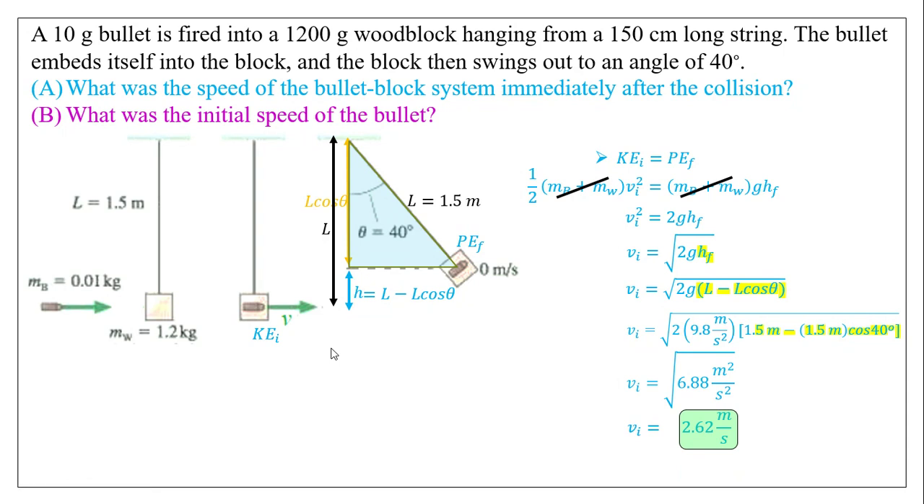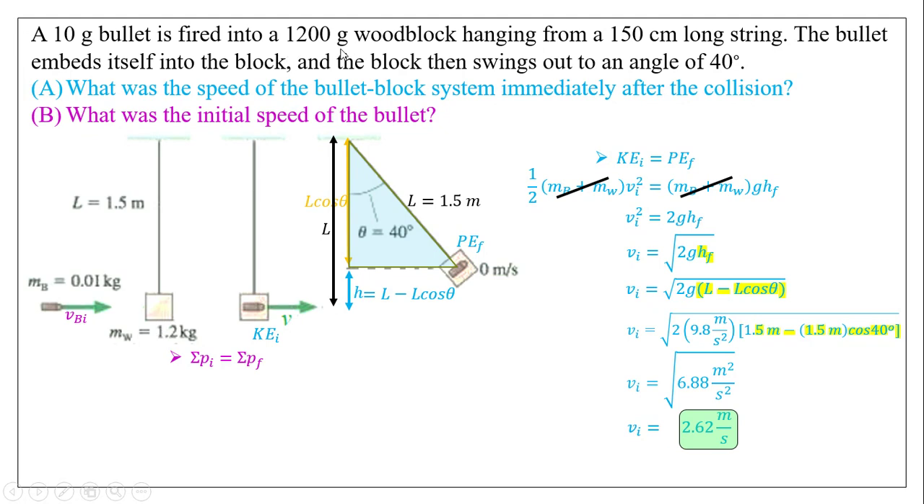To do part B, it asks what was the initial speed of the bullet. So now we have to set up conservation of momentum. In the diagram, I labeled the initial speed of the bullet as VBI. The mass of the bullet is given as 10 grams, which has been converted for you into 0.01 kilograms. Likewise with the mass of the block, given as 1,200 grams. It's important that you pay attention to units. You need to convert grams to kilograms.